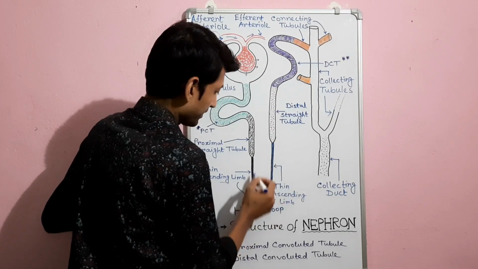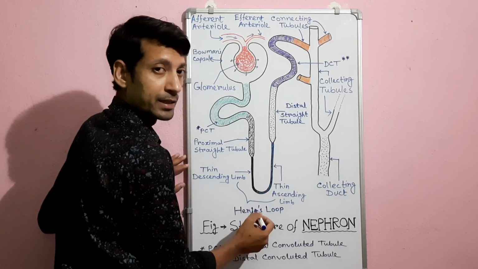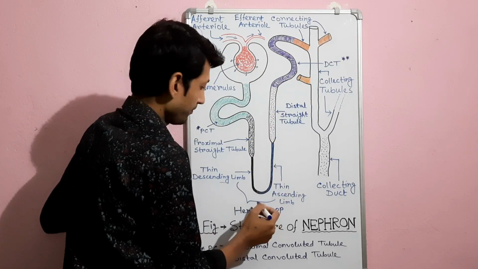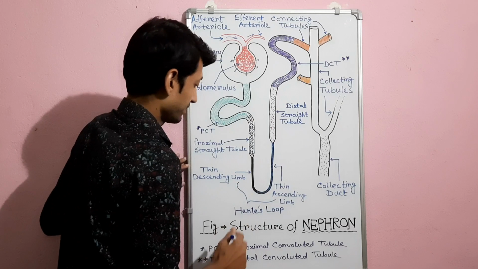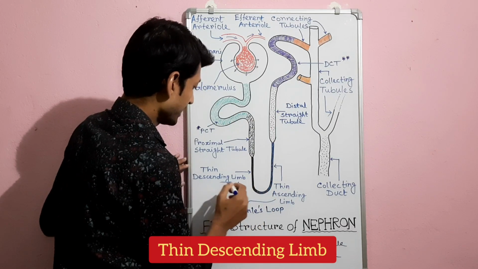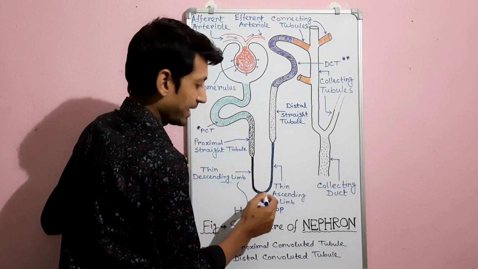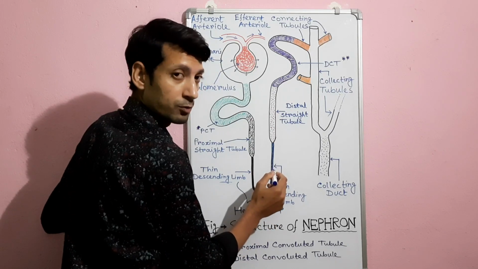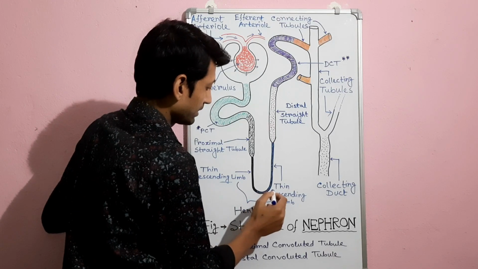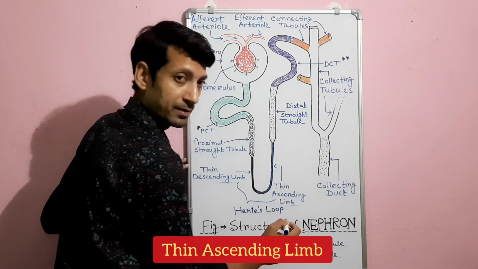This U-shaped thin segment is known as the loop of Henle or the nephron loop. It is located in the medulla. It has two regions. This descending portion is known as the thin descending limb. This thin descending limb makes a hairpin turn and returns toward the cortex. After the hairpin turn, this ascending portion is known as the thin ascending limb.